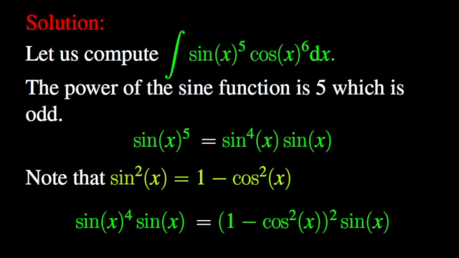Note that the square of the sine function is equal to 1 minus the square of the cosine function. So the quantity sin^4(x) can be expressed solely in terms of cosine of x. So we have sin^4(x) times sin(x) is equal to the expression (1 minus cos^2(x))^2 times sin(x).